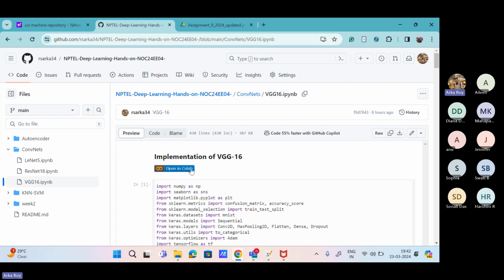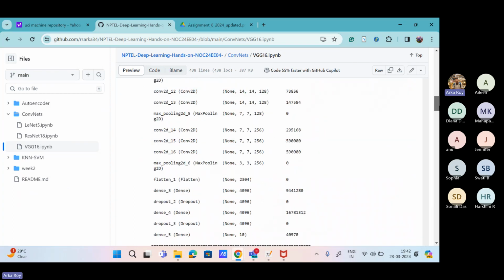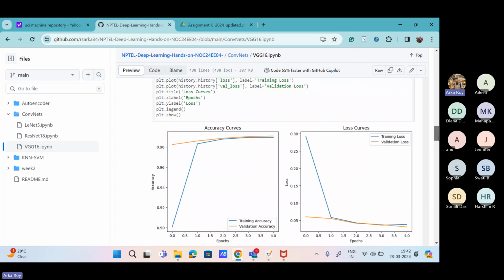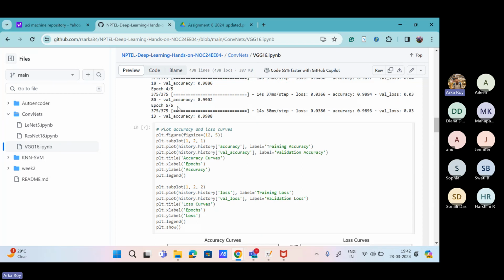You can just tap over here. You will be taken to Google Colab, and then everything is given over here. You can just run it at your end. I just ran it for 5 epochs, and within 5 epochs, you can see that the accuracy reached 98.93.